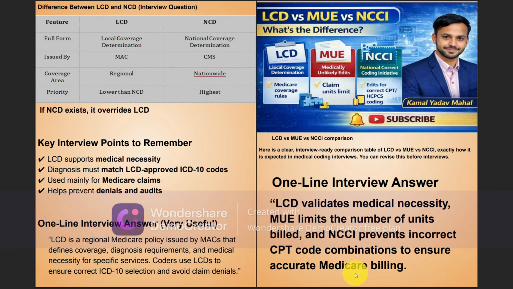Difference between LCD and NCD, which interviewers ask. Full forms: local coverage determination and national coverage determination. LCD is issued by the MAC, as I already defined. NCD is issued by CMS, and LCD coverage is region-wise, while NCD is nationwide. LCD has lower priority than NCD, which is highest. So you can explain it this way: if an NCD exists, it overrides the LCD.